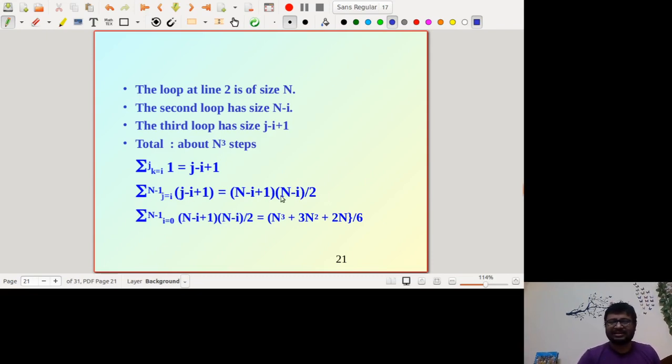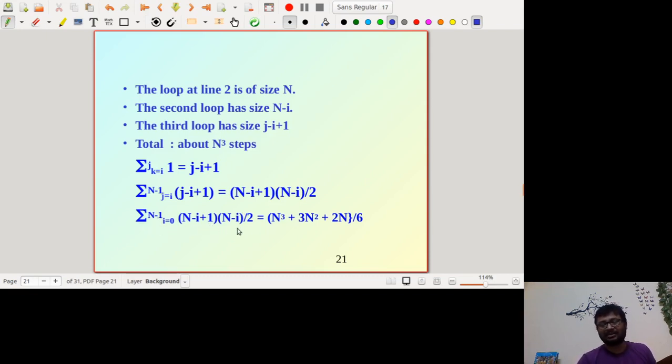So, this is the amount of work that each iteration of the outermost for loop does. The amount of work done by each iteration of the innermost for loop is 1. The amount of work done by each iteration of the second for loop is j minus I plus 1. The amount of work done by each iteration of the outermost for loop is n minus I plus 1 times n minus I by 2. So what is the total amount of work? It is the total work done by all iterations of the outermost for loop, which is this quantity summed over I from 0 to n minus 1.